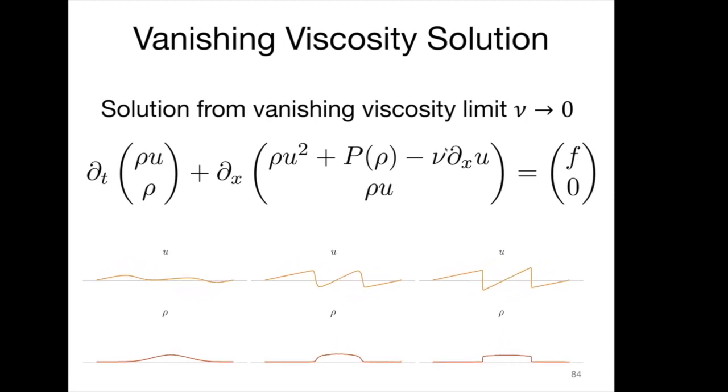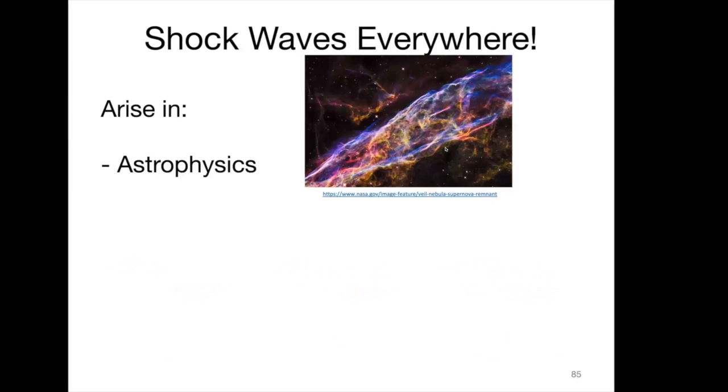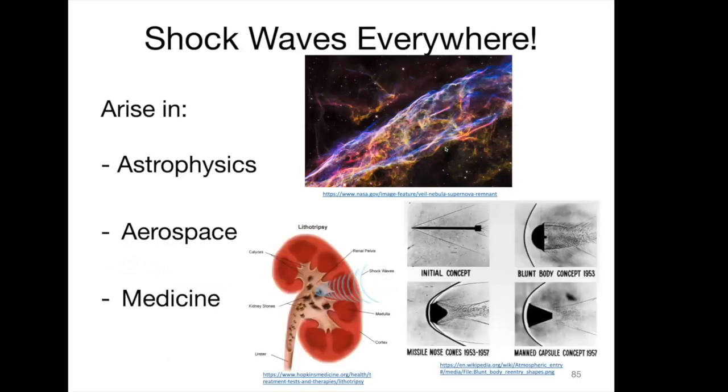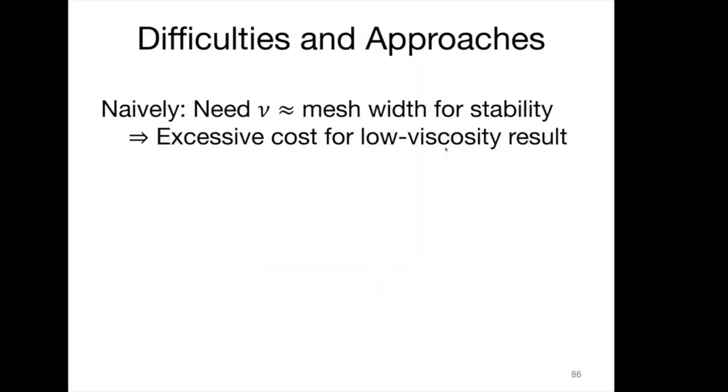Shock waves appear in a lot of important applications, for example astrophysics, aerospace, and medicine. So this is a numerically very challenging problem that at the same time has enormous practical and technological implications. And of course we could ask, what's the problem? We know how to compute these vanishing viscosity solutions. We add a small viscosity and solve the resulting Navier-Stokes system. However, the problem is that as we decrease the viscosity in the vanishing viscosity limit, we also have to refine the mesh. So for most practical problems, we cannot afford to resolve our grid so finely that we can get away with an acceptable amount of viscosity.